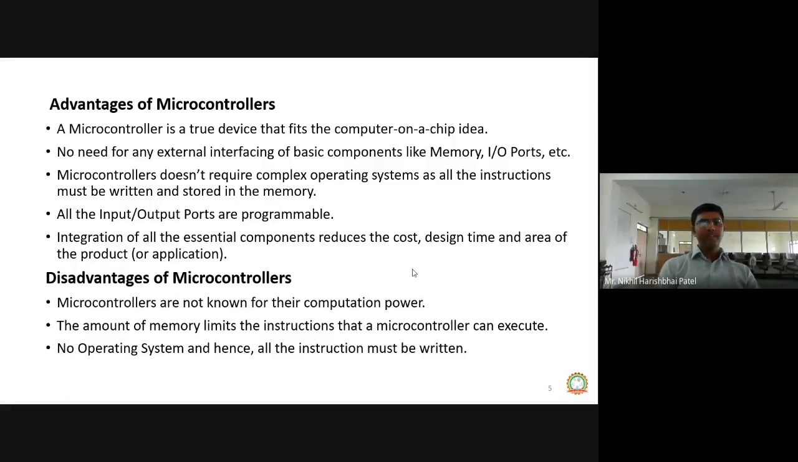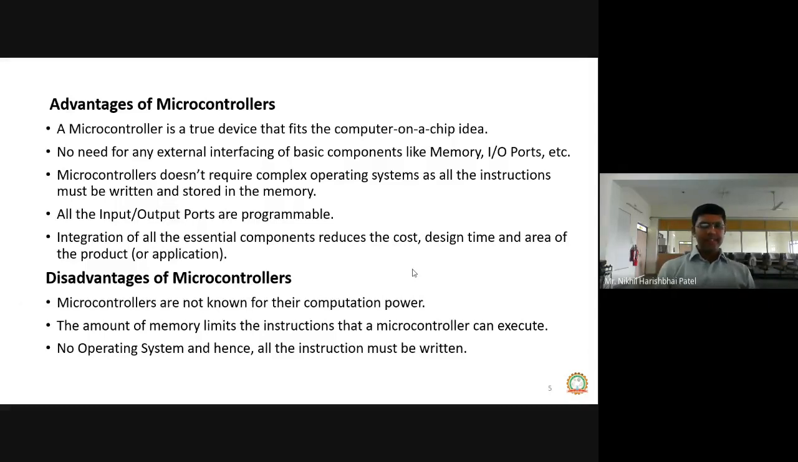Another main advantage of microcontroller is that it doesn't require any complex operating system, as the instructions must be written and stored in the memory. So it doesn't require any kernel, no real-time operating system is required to store and process these instructions. As far as cost-wise, design time, and the final product application, the cost of microcontroller is very less. The design time of any specific application is less as compared to the microprocessor and any other.